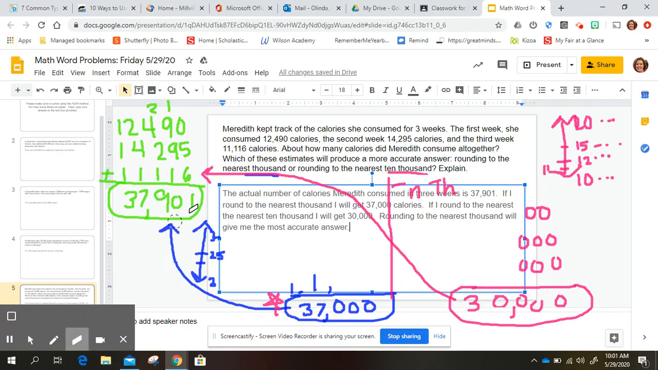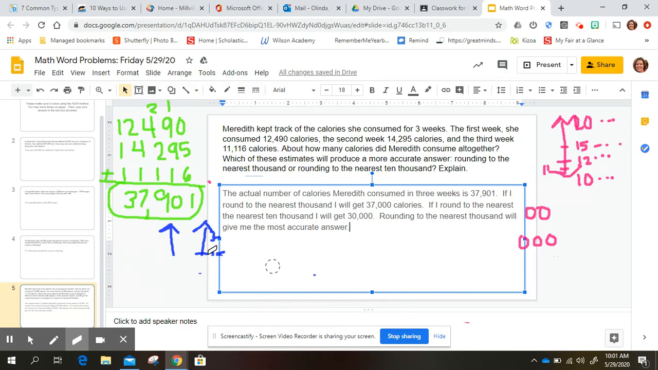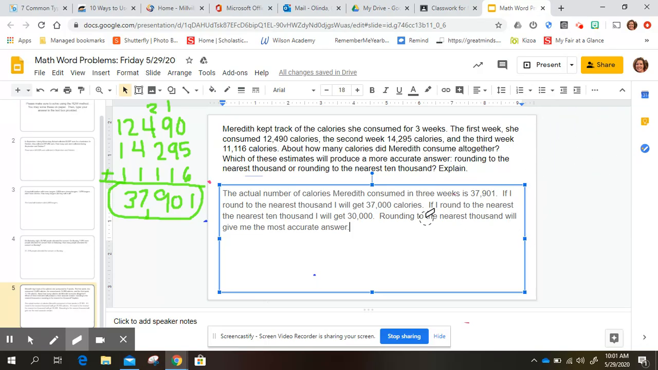All right, so let me erase some of the lines here so you can see the words. Again, if I were you, I would have a piece of paper and I would copy this down. And that way I could type them in without having any mistakes, get myself 100. And now I'll read it again. It says the actual number of calories Meredith consumed in 3 weeks is 37,901. If I round to the nearest 1,000, I will get 37,000 calories. If I round to the nearest 10,000, I will get 30,000 calories. Rounding to the nearest 1,000 will give me the most accurate answer. All right, and so we explained.